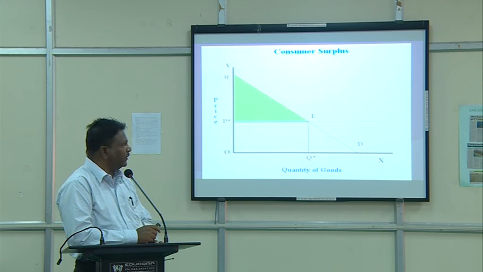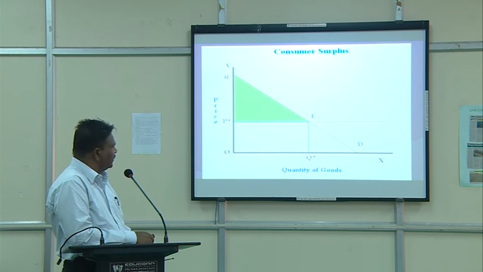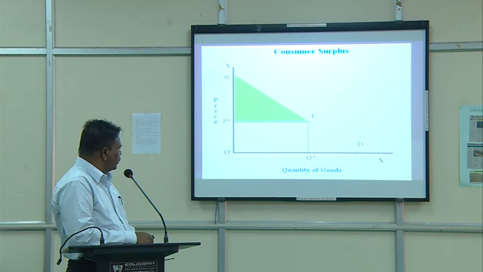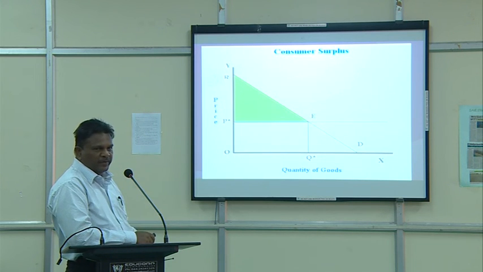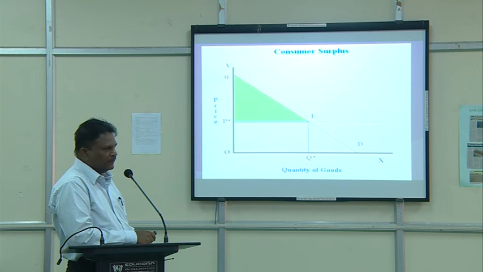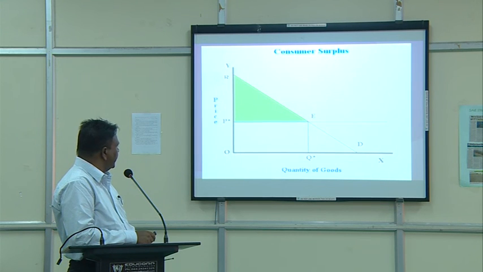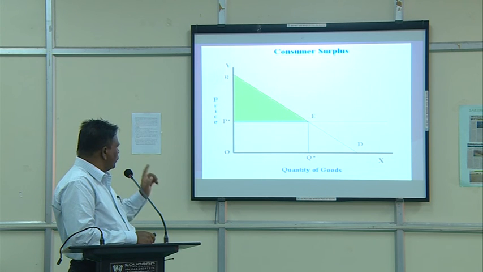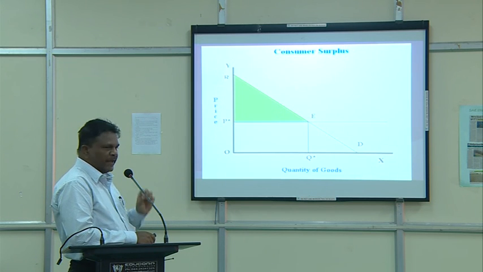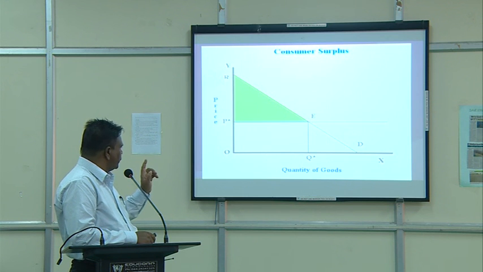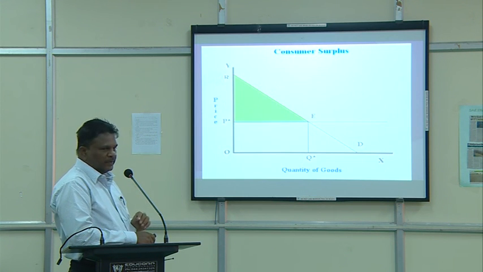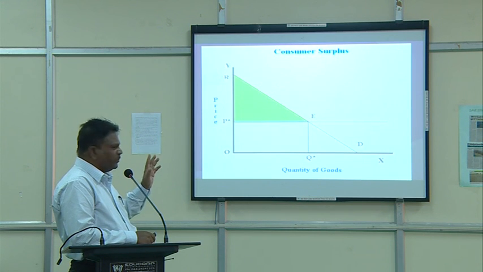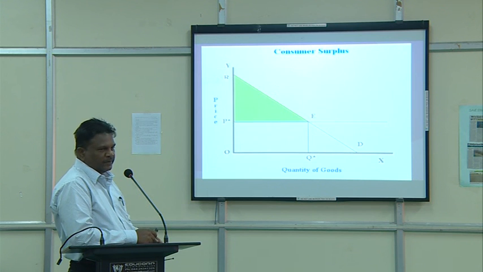Okay, now I explain one diagram of consumer surplus. The OX axis represents quantity of goods and the OY axis represents price. The D line is the demand curve. The green shaded area is called consumer surplus. It is derived from the imaginary price ROQP minus the actual price, OP is the price, OPEQ. The difference between the imaginary price and the actual price is called consumer surplus.